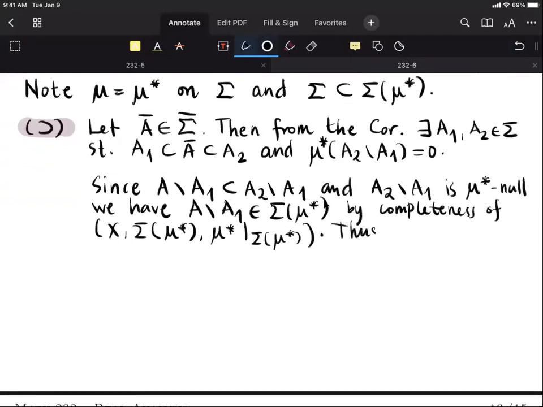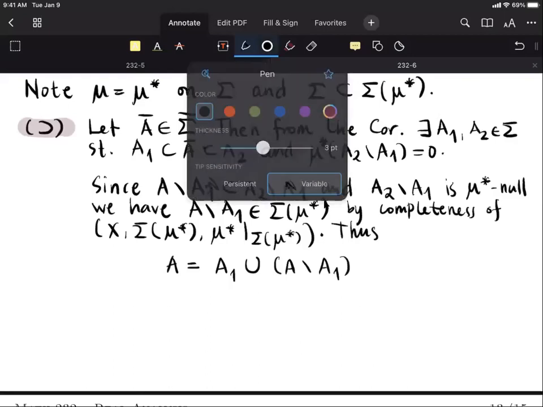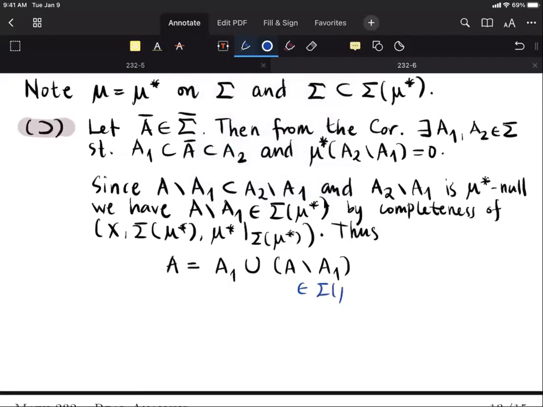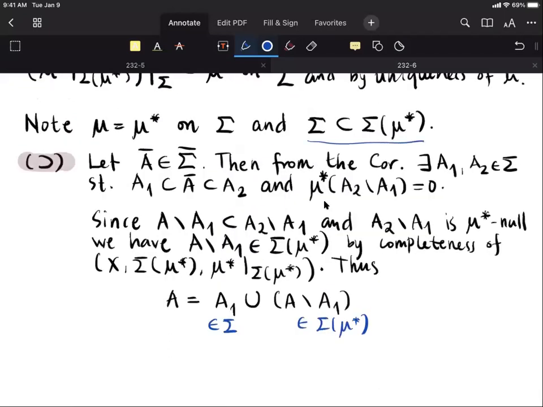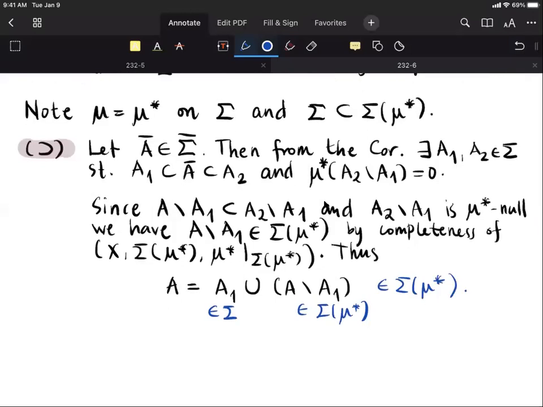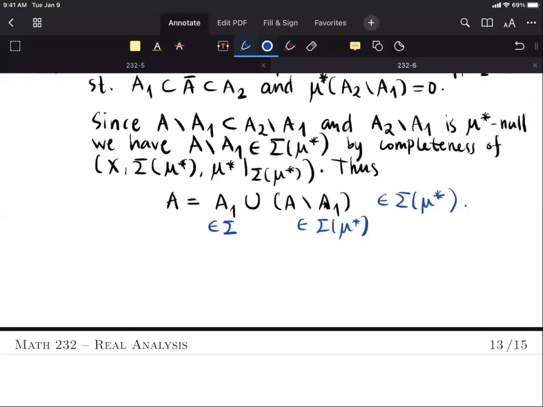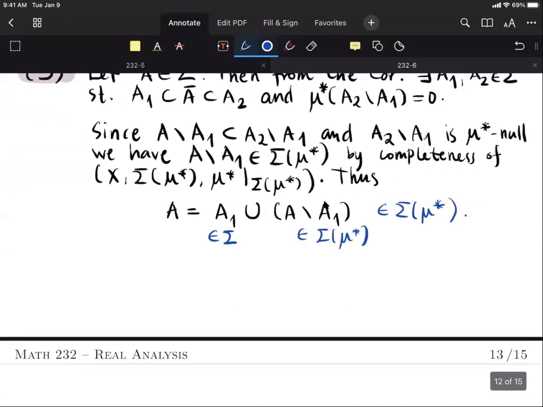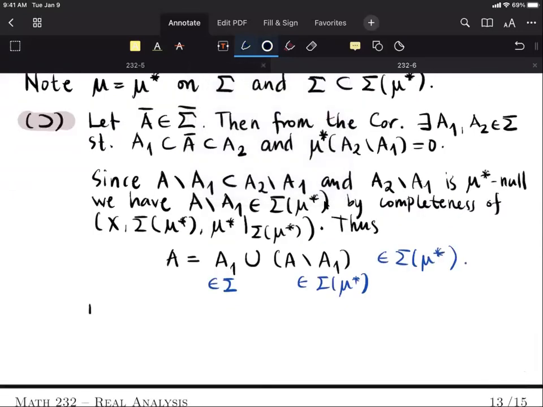Thus, the same argument as before: I can write A bar as A1 union A bar minus A1. This is in sigma mu star, since A1 is in sigma, but sigma is a subset of sigma mu star. Therefore, this is in sigma mu star. So that's the inclusion sigma bar is a subset of sigma mu star.